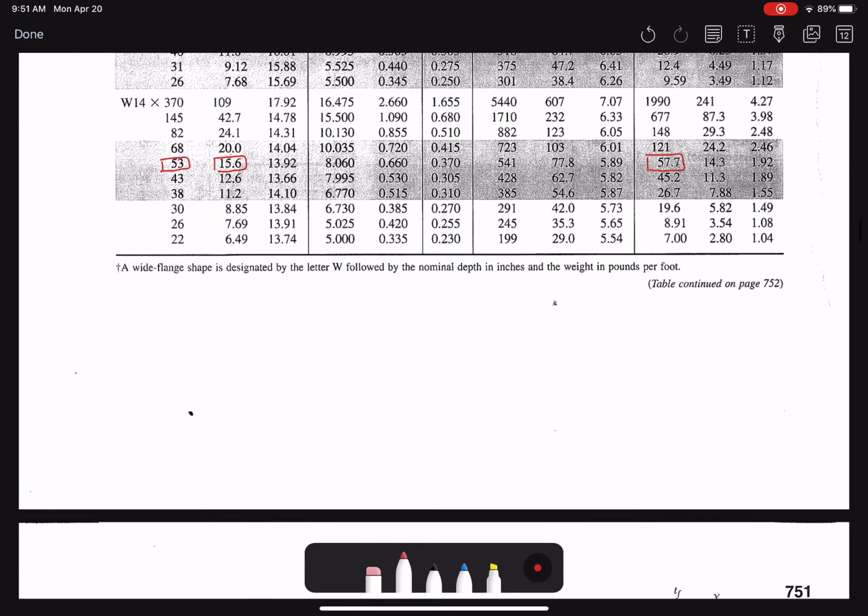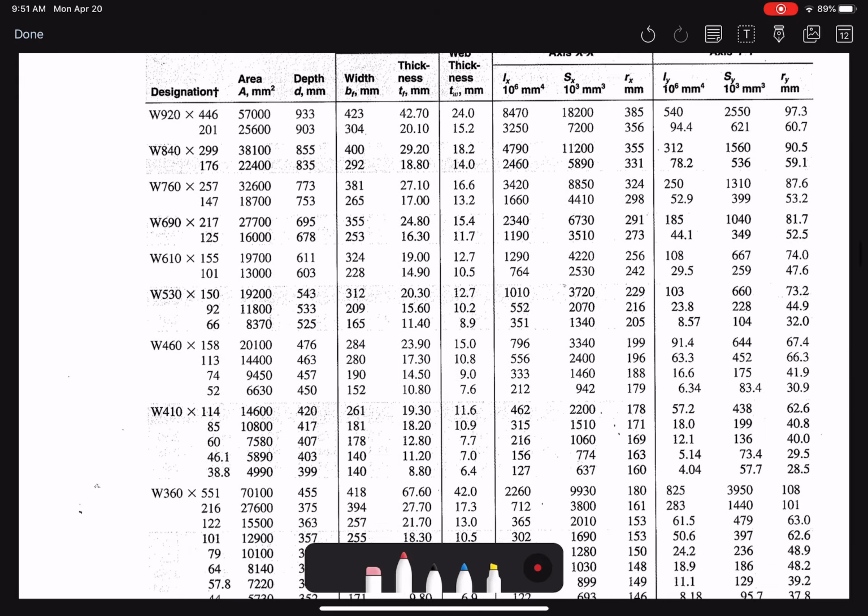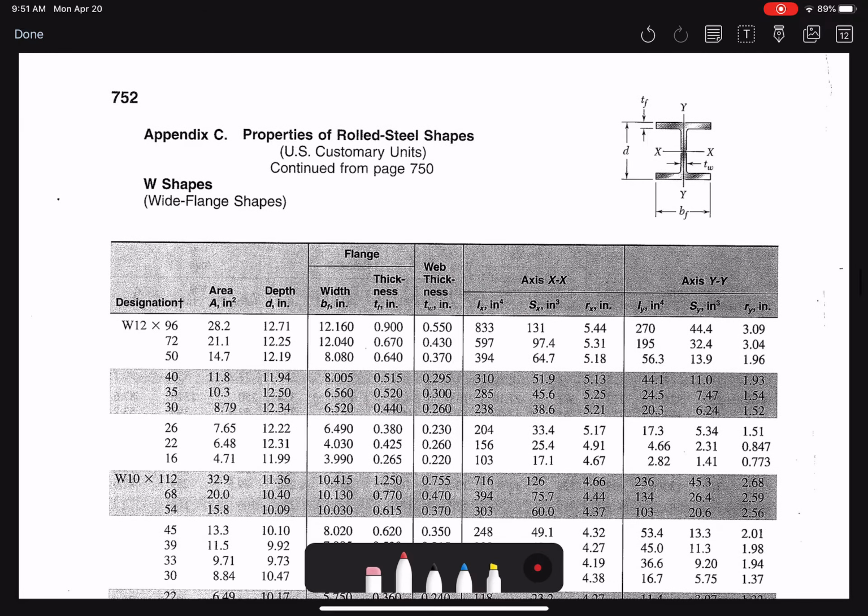And then the second, we can go ahead. This is SI unit. You have to skip that page. Go back to the US customary units. W12, where the actual depth is 12. If we look at the 12 by 50, 50 pound, we have the area 14.7, which is greater than 5.21, and IY is 56.3, and as you can see, IX is 394. So always look at the IY, get the smallest, if the end conditions for both directions are the same. So look at the weak point.